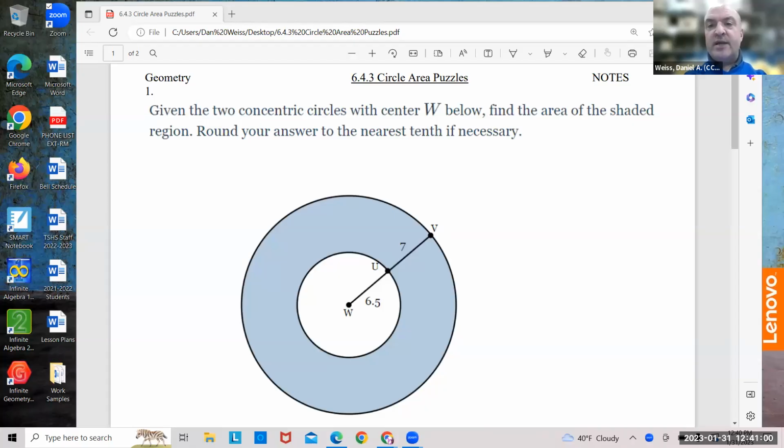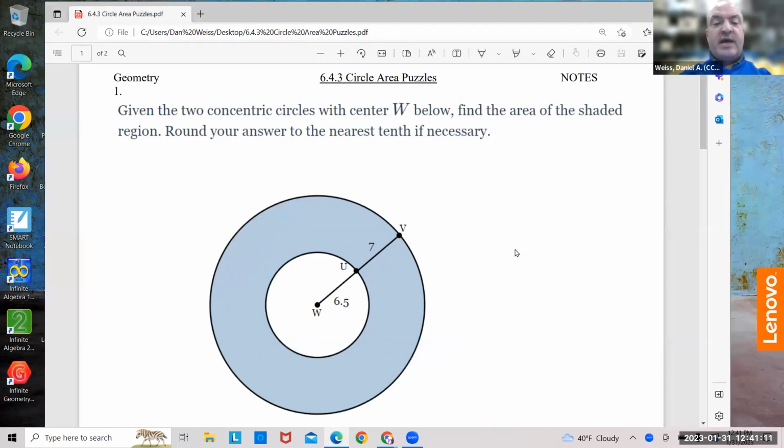Well, today we're going to take a look at circles, area of a circle. All right, so let's take a look here. We are going to find the area of this blue part of this circle. This is called a washer. So we just want the area from here to here. Okay, this whole area here.